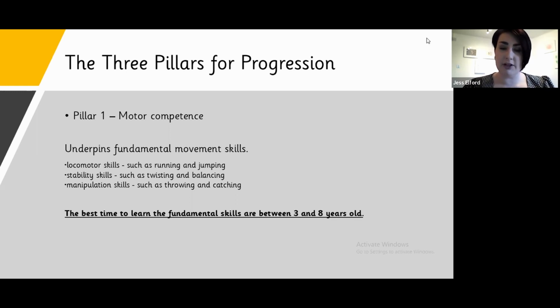They need to be proficient in these skills, which is why it's so important that the early years curriculum builds on this all the way through Key Stage 1, and the children have the chance and the opportunities to practice, refine and master these skills as they go along.